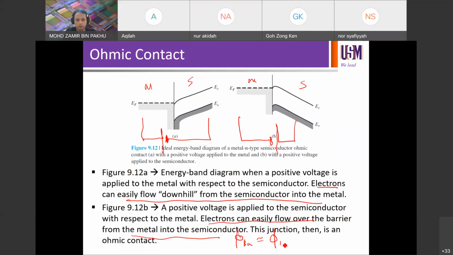of equal magnitude, but both of them are small or fairly small, modest. Means it's not that difficult for the electrons to cross, right? To jump over, flow over the barrier here. So this junction then is an ohmic contact. So since we have bidirectional flow of the carriers, we will end up with the straight line IV curve, right? The straight line IV curve for an ohmic contact.